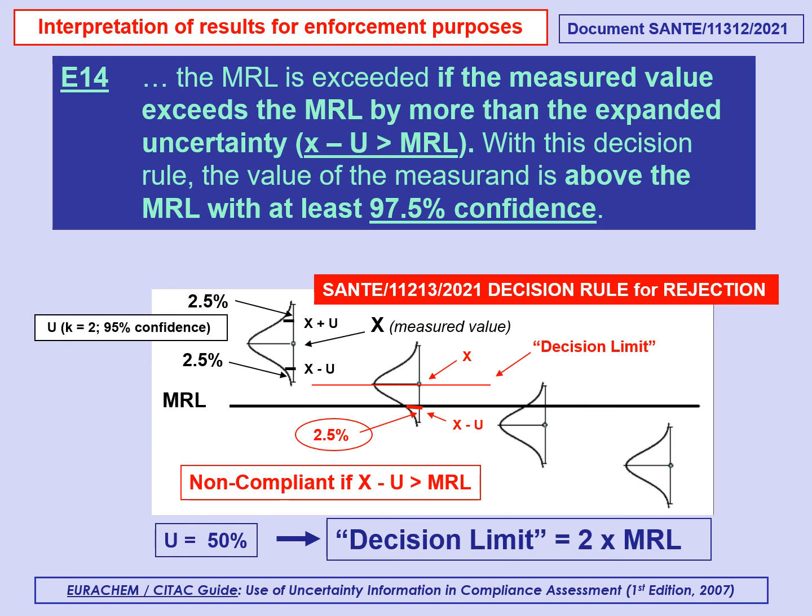This slide also shows how, when a specific value of uncertainty is assumed, any decision rule defines a limit of decision. In this case, if we introduce an expanded uncertainty value of 50% in the SANTE decision rule for rejection, the decision limit for rejection becomes twice the MRL.